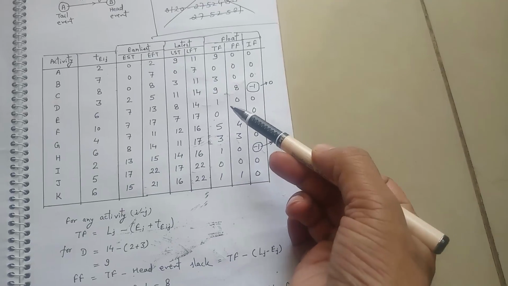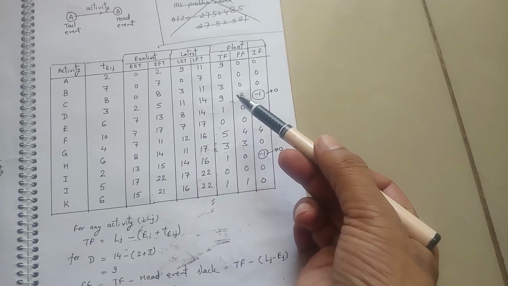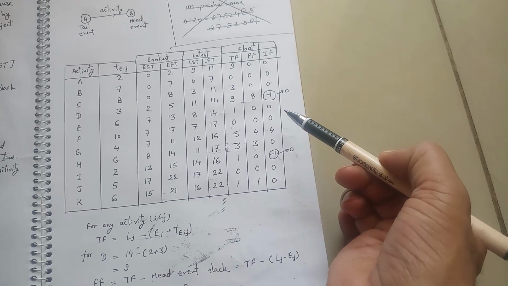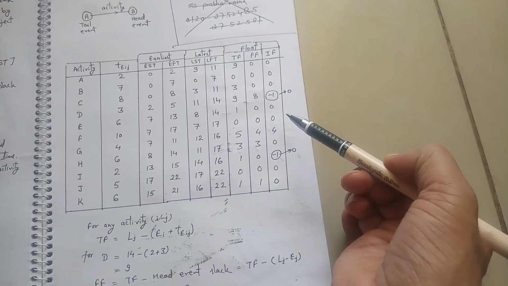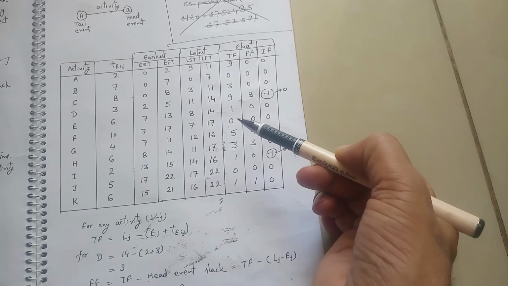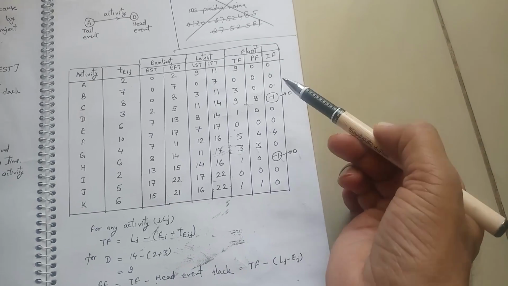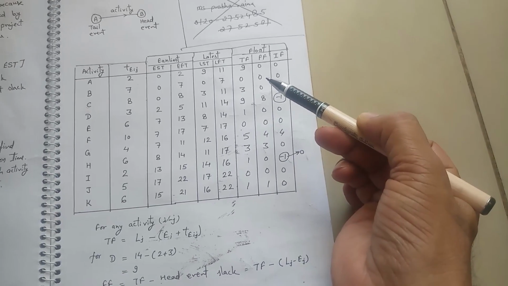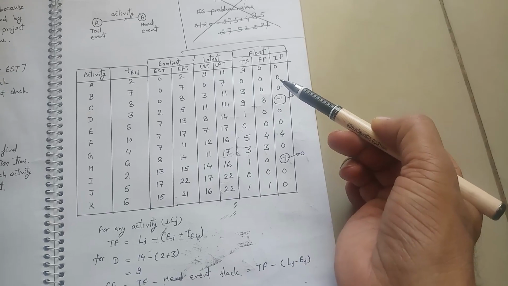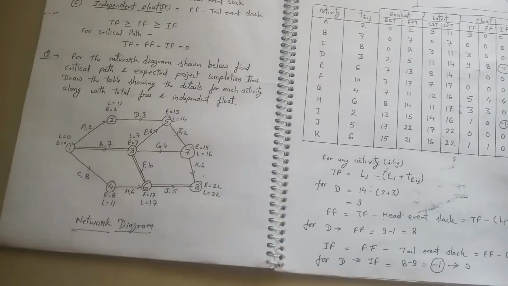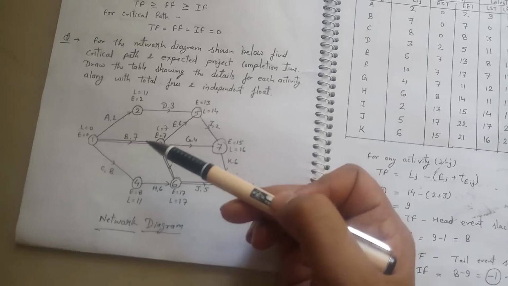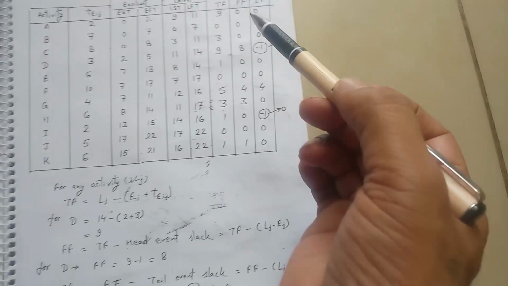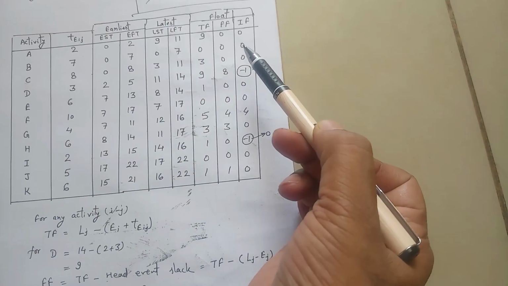Likewise, we have to calculate the free float for different activities. Now, independent float. What is independent float? It is basically the difference between free float and tail event slack. For activity B, we have free float 0, and the tail event slack for activity B is 0. So 0 minus 0 is equal to 0.